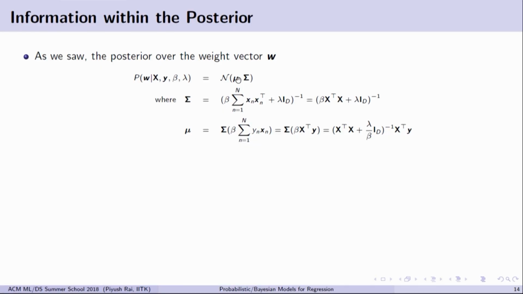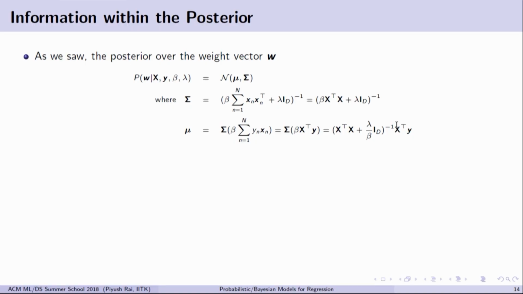All right, so let's summarize what the posterior distribution is. P of W given the data and the hyperparameters is a Gaussian with mean mu and covariance matrix sigma. Sigma is given by this expression. Mu is given by this expression. So what additional information do we have in this case about W, compared to MLE and MAP?